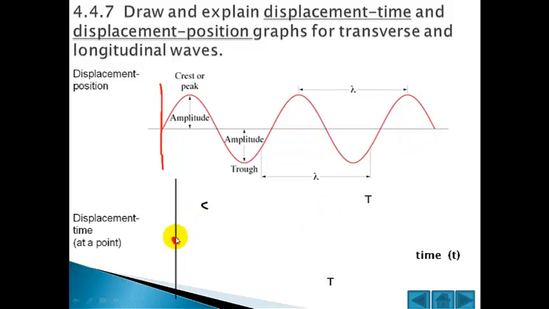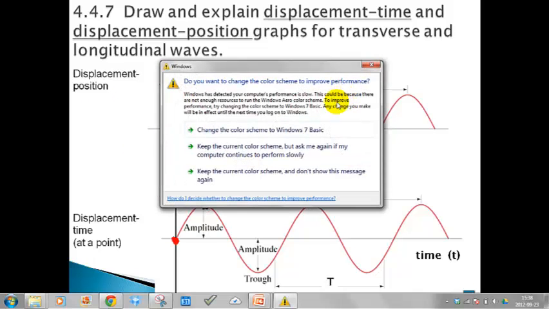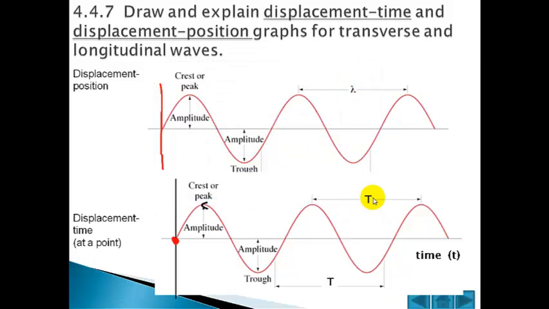Another way of representing the graph is how the displacement changes at a particular point with time. Here again we have the amplitude, but since we have one particular point with time, it goes to the crest, to the peak. The time taken from one peak to the next peak is called the time period, and that's labelled here. So beware when you have to label either the wavelength or the time period, that you know whether it's a displacement-position graph or a displacement-time graph.